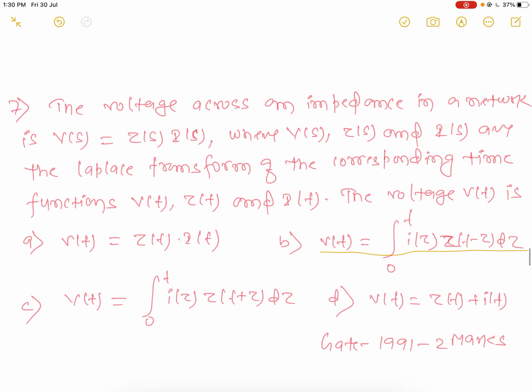See what will happen. Here is the Laplace domain. In the Laplace domain, this is a multiplication. Then in the time domain, what will happen? It will be a convolution. So which one is the convolution formula? Option A is not the convolution formula. Option B, integral from 0 to t of i(tau) z(t minus tau) d tau, this follows the convolution theorem. This one is t plus tau, so not possible, and here is also not possible. So option B will be the right answer.